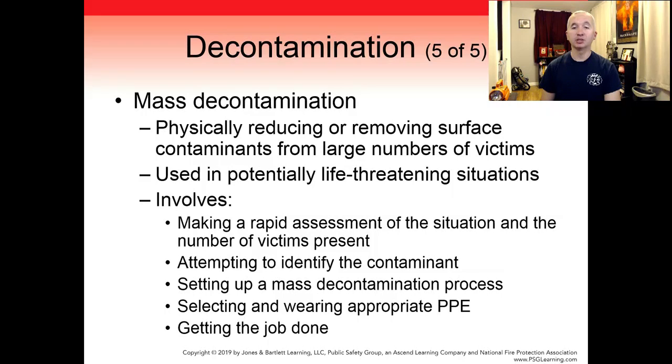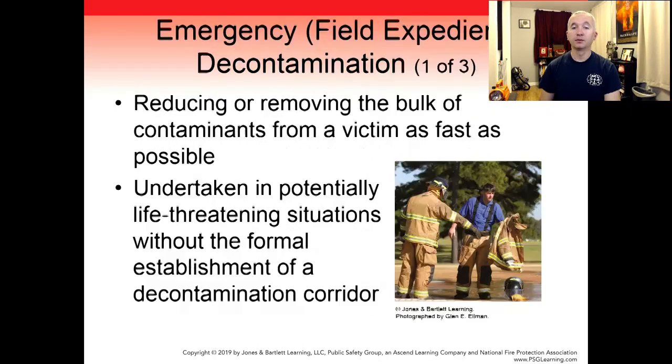Mass decontamination is the physical process of reducing or removing surface contaminants from a large number of victims in potentially life-threatening situations. It is done in the fastest time possible. Mass decontamination is about making a rapid assessment of the situation and the number of victims present, attempting to identify the contaminant, setting up some form of mass decontamination process which is approved by the authority having jurisdiction, selecting and wearing the proper type and level of PPE, and getting the job done.